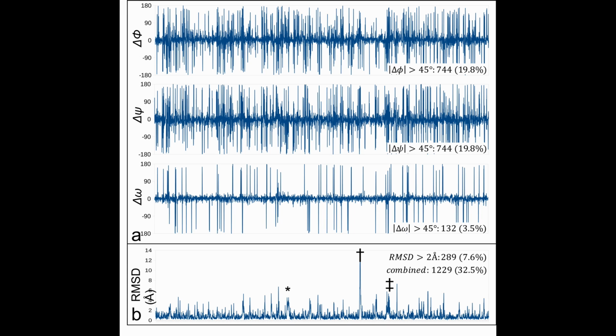Almost a fifth of all phi and psi dihedrals have changed by more than 45 degrees, and almost 8% of all residues have moved more than 2.5 angstroms. All in all, just under a third of all residues in the model have had a substantial change in at least one of the listed criteria.